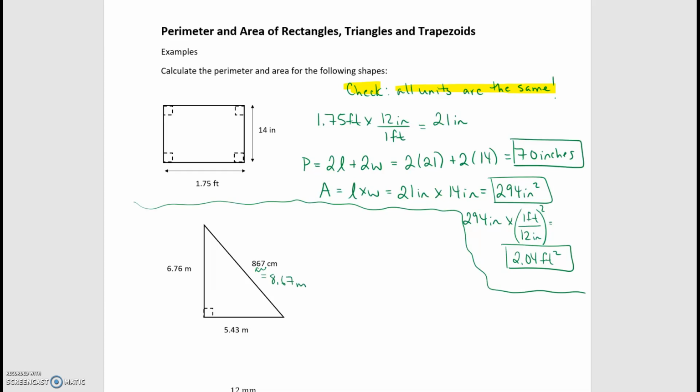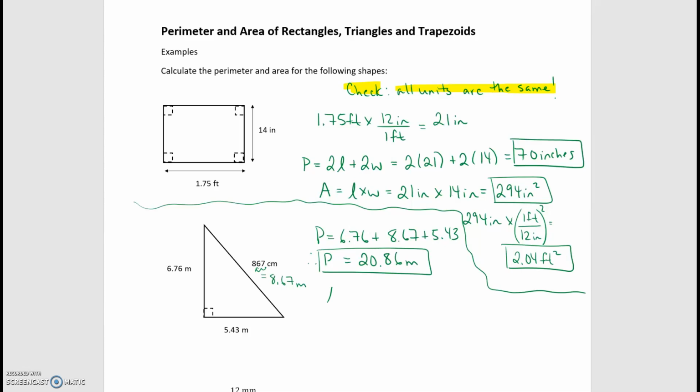So we'll work out the perimeter first. Again, that's just adding all the sides along the edges as if you're putting a fence around the shape. So 6.76 plus 8.67 plus 5.43 to give us a final answer of 20.86, and the units in this case would be meters.